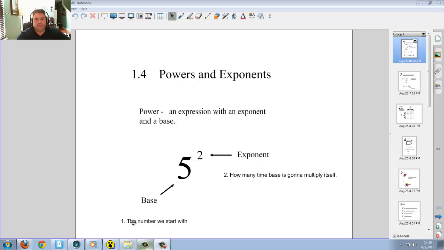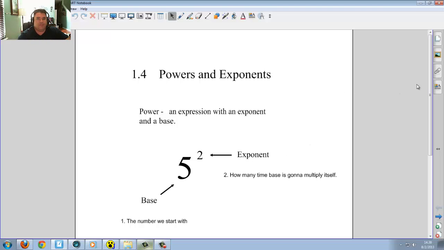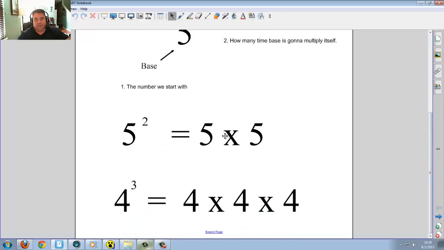What happens is the base is the number we start with. So they're saying the base is 5, meaning that we have a 5. And the exponent tells us how many times to multiply it by itself. So it's going to say, well, hey 5, I want you to multiply 2 5s together. Okay, so you get 5 squared, or 5 times 5, which makes 25.